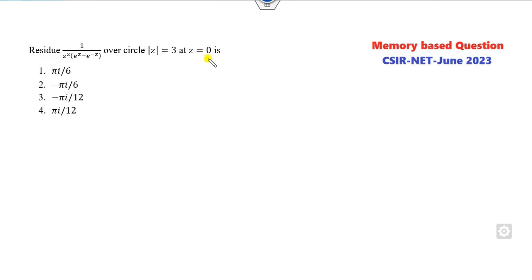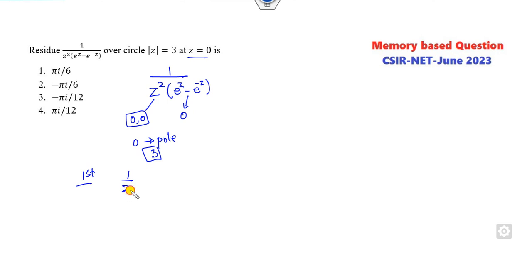Okay, residue at x is equal to 0. What is given to you? So firstly we will check about this order. This is 0 at the 2 times, e raised to power 0, e raised to power 0. So 0 is also the root. It means 0 is the pole of order 3. So the first method is, you can apply 1 over 2 factorial, the second derivative of z cube times this function. But that is not an easy task, to take the second derivative of this.